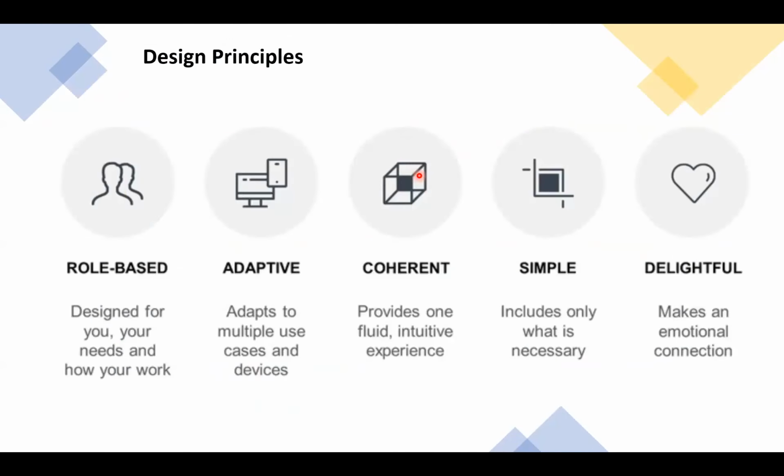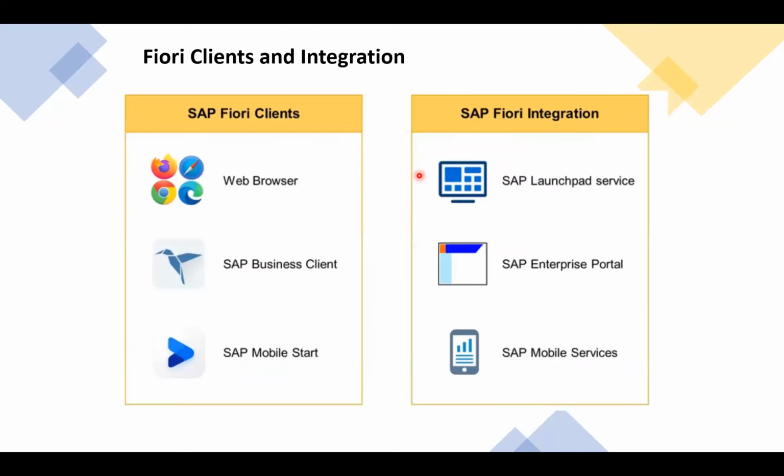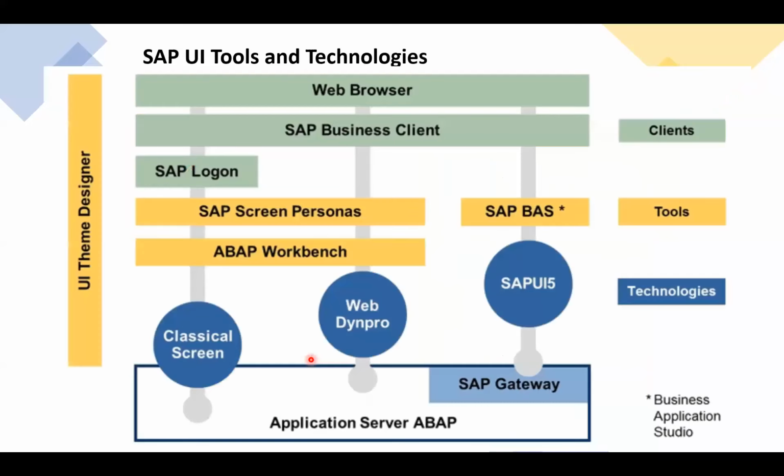So we have 5 principles. They are role-based, adaptive, coherent, simple, delightful, and what client integrates with what. That is what we need to focus on here. The Launchpad is always a web browser, the enterprise portal is going to be SAP Business Client, and the mobile application is SAP Mobile Start. Earlier there was something else, SAP Mobile 1 or something, but that has been replaced with SAP Mobile Start now. So now everything uses SAP Mobile Start as a Fiori client for all mobile applications.